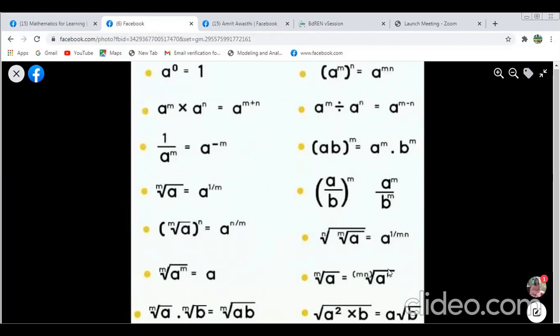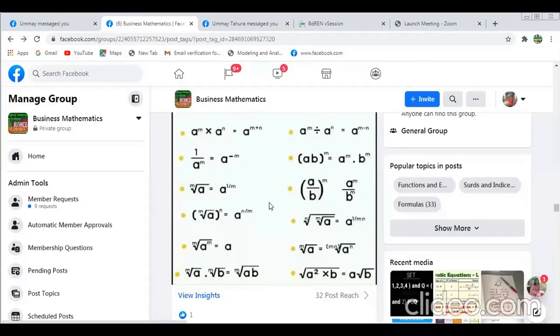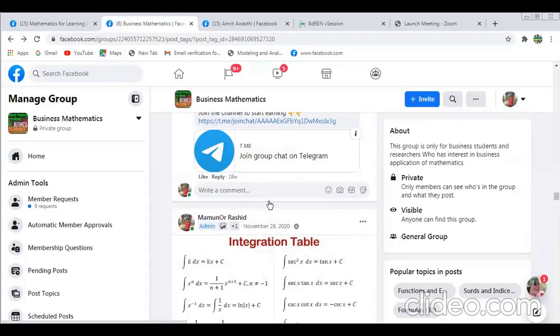The mth root over a to the power m can be written as a. The mth root over a also can be written as the mnth root over a to the power n, and n will be cancelled. Same. A square, square root over a square means what? A. That means a square root means what? Power half. This is why only single a. Understand everybody?